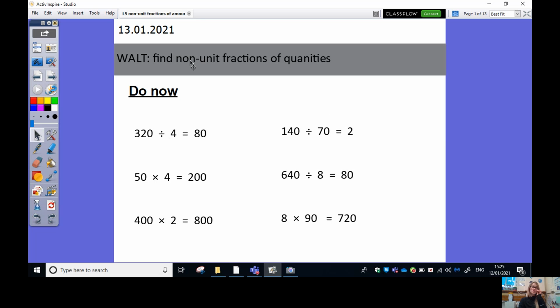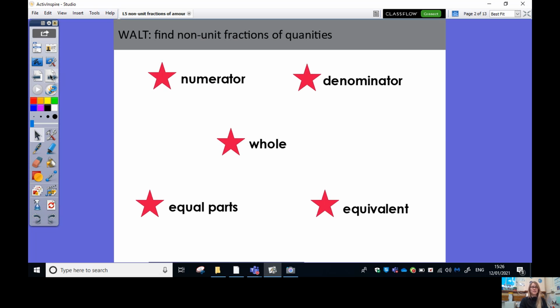So today we're going to be looking at finding non-unit fractions of quantities. Now we'll recap unit and non-unit in a moment. Let's just quickly look again at our star words. So the same words we've been looking at, we have numerator, remember which is the top of my fraction, showing how many parts I'm referring to. The denominator is the bottom of my fraction, showing me the whole and how many parts there are in total. Whole, how many altogether. Equal parts, which means all parts are the same, and that's what my fraction needs to be broken up into. And then equivalent, which means they are the same size.